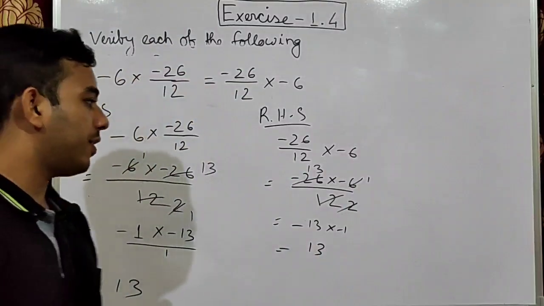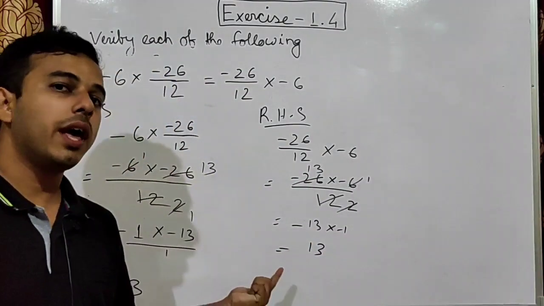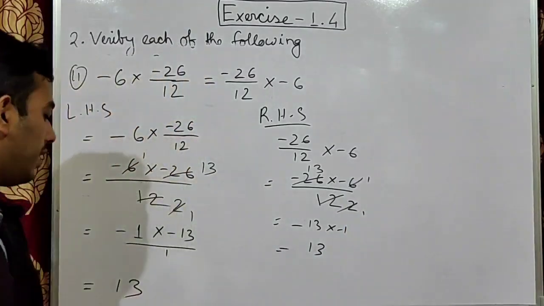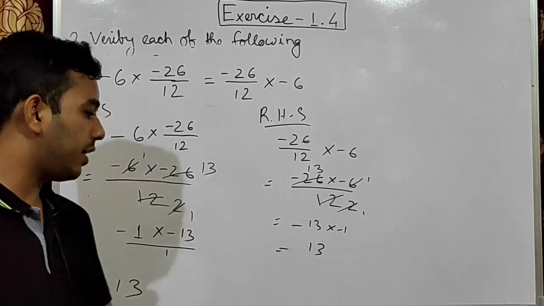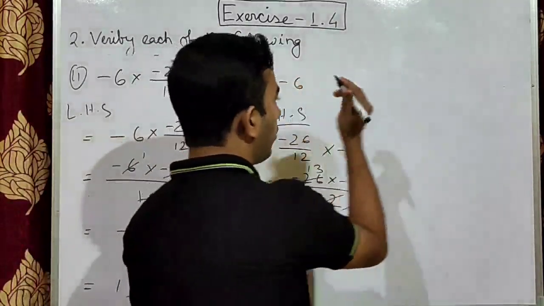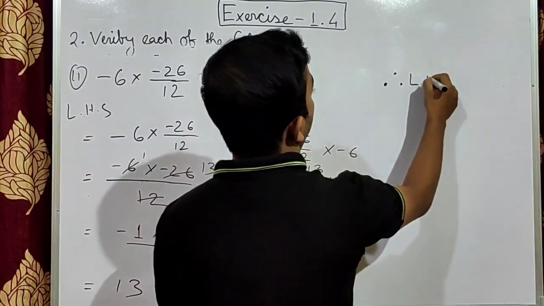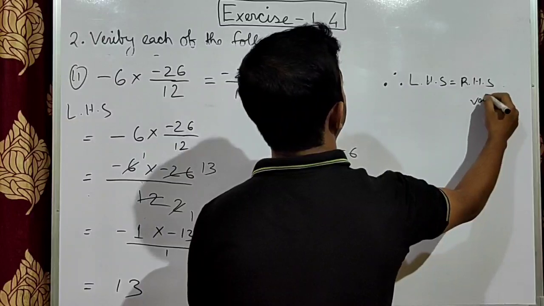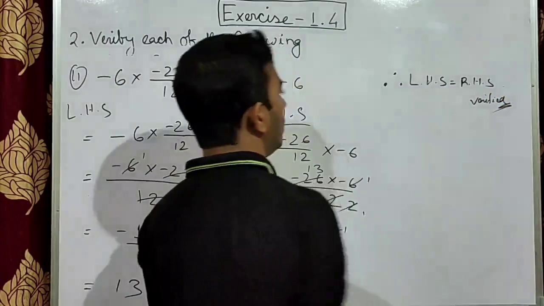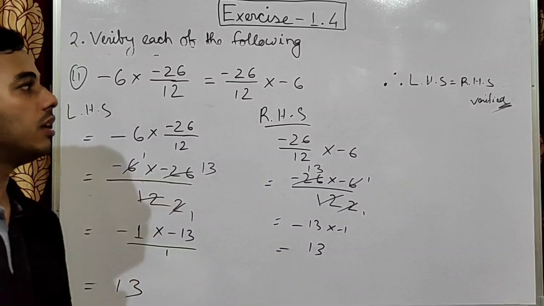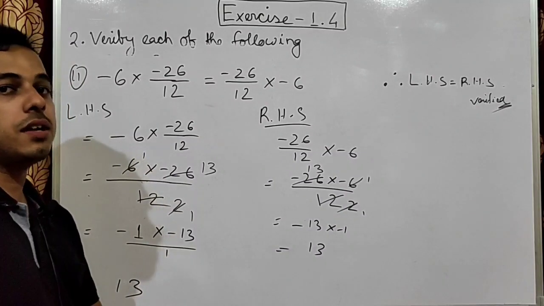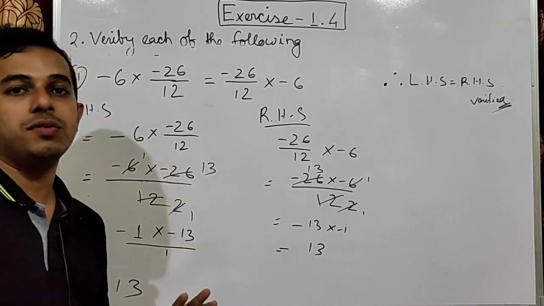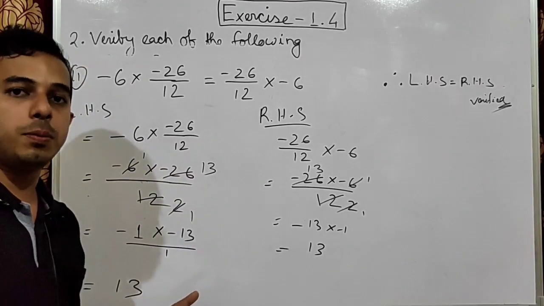Clear? Here I have not written this divided by 1. Okay, we know every number has a divisor 1. Clear? So look, here LHS is also 13, RHS is also 13. So we can write, therefore, LHS equals RHS, verified. I hope this is clear to you, right? If we solve any type of problems like this, that is, if we rearrange the order of multiplication, both sides will be the same. Okay, because this is our commutative property.